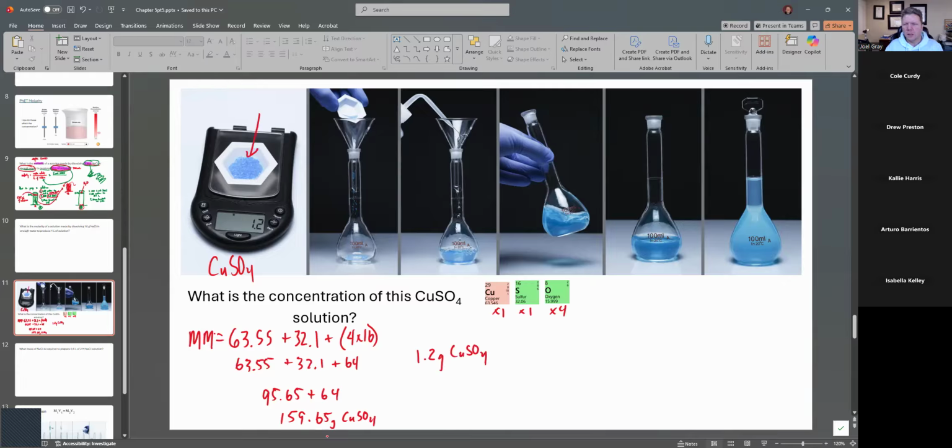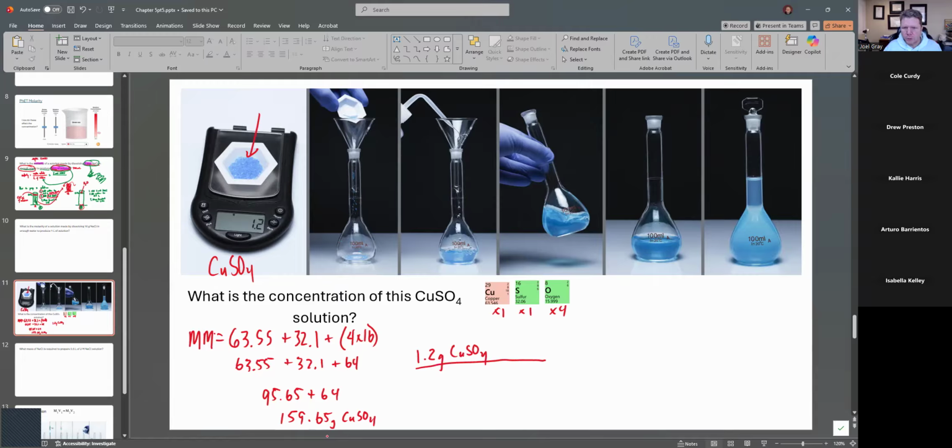This blue solid right here is what copper sulfate looks like. Most copper-containing compounds, as opposed to pure copper, which has that reddish, I hate to say it, copperish color, are typically kind of blue.